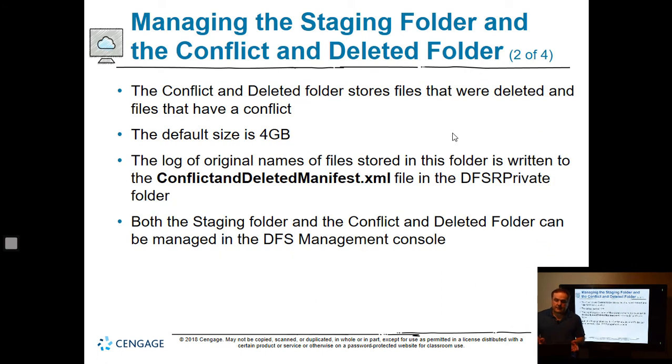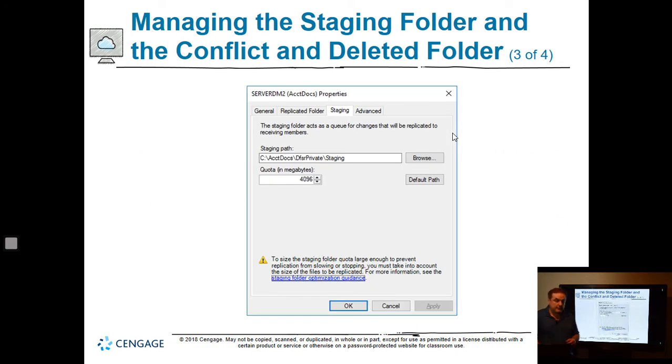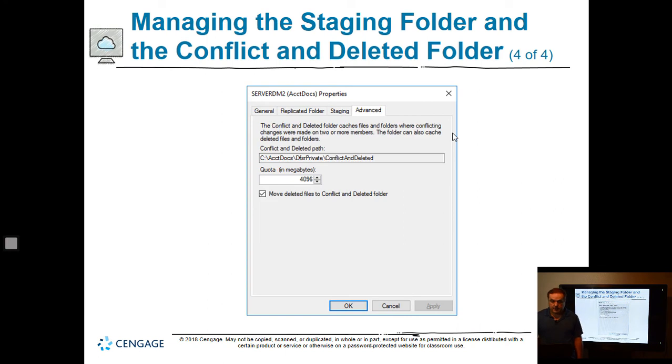Here's that conflict and deleted folder I was talking about with the conflicts, where you have more than one that has the same thing. So it will decide who's going to be the winner there. So here is the staging folder where the staging happens for the changes, and this is where you change it by default from 4 gigabytes to something higher or lower. And if you click on default path, you can decide where that is. Here's the conflict and deleted path, which is in the advanced tab. Looks pretty much the same as the previous one. So you can make that larger or smaller. And again, I would make that 10 gigabytes.